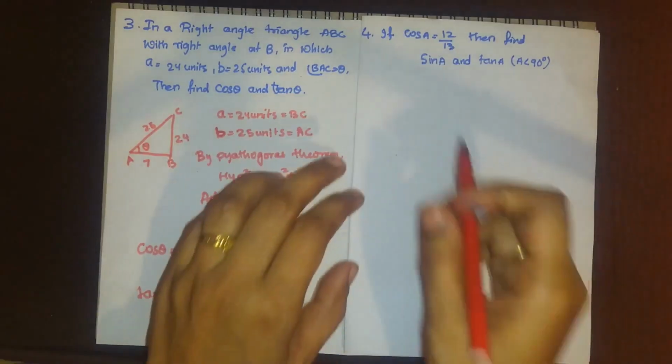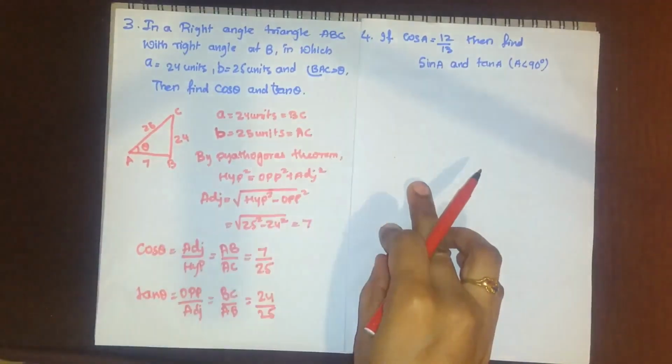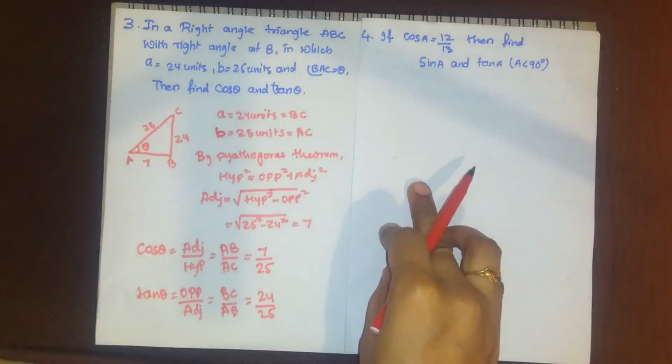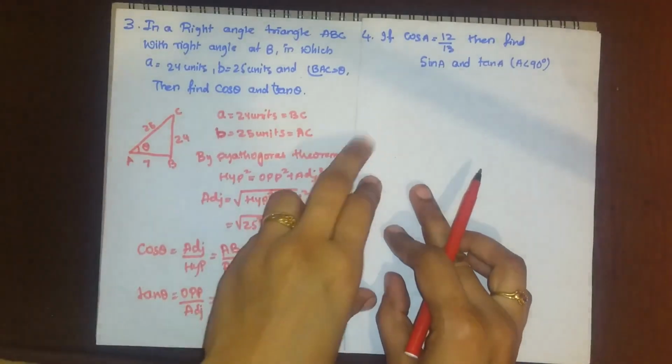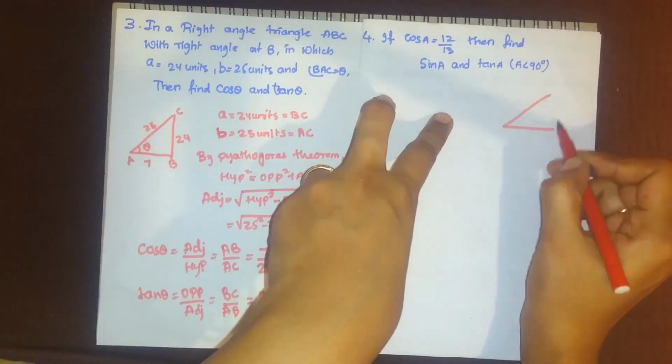Next problem. If cos A is equal to 12 by 13, then find sin A and tan A. Now here let's consider an angle ABC.